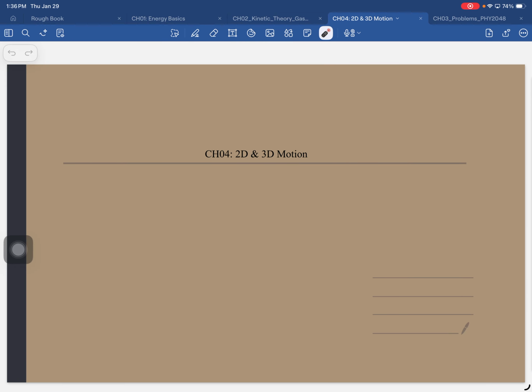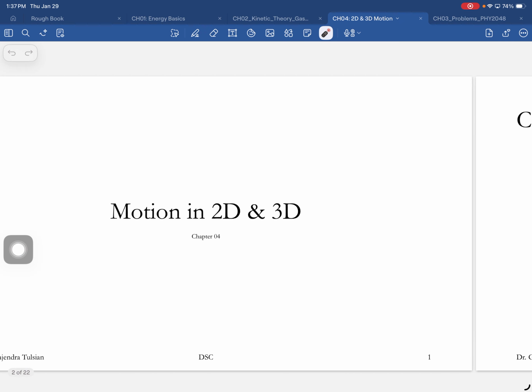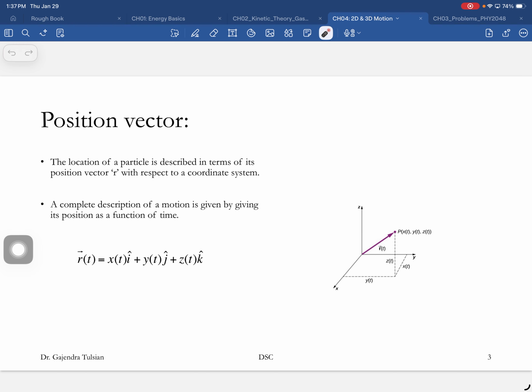So now we'll study motion in 2 and 3 dimensions. In the last 2 chapters, we studied motion in 1 dimension. So here's what we are interested in. Again, what we want to do is give your position as a function of time. Your position is given with reference to a coordinate system.